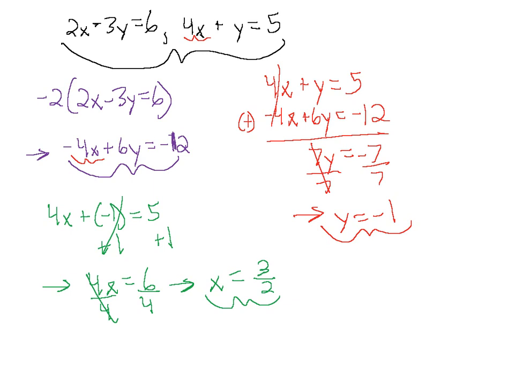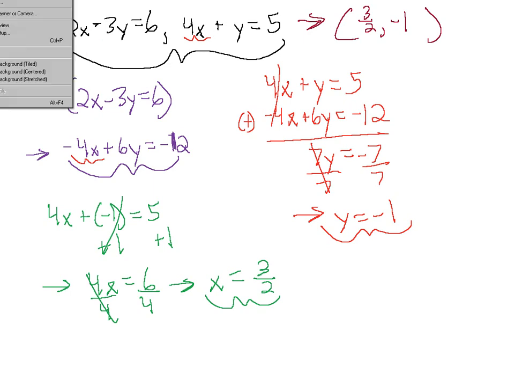We have values for both of our variables, so let's go ahead and write our solution. We have the solution 3/2 and -1, which is the point where these two lines intersect. So we're just multiplying one of our equations by a scalar, simply manipulating one of our equations so that it lines up to where we can add or subtract them. All right, let's look at one more.